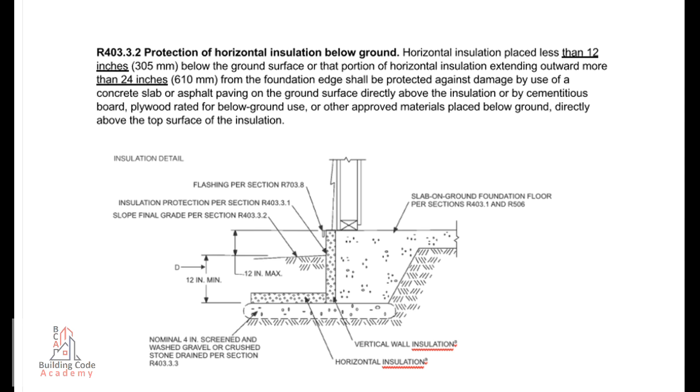R403.3.2 Protection of horizontal insulation below ground. Horizontal insulation placed less than 12 inches, 305 millimeters below the ground surface, or that portion of horizontal insulation extending outward more than 24 inches, 610 millimeters, from the foundation edge, shall be protected against damage by use of a concrete slab or asphalt paving on the ground surface directly above the insulation, or by cementitious board, plywood rated for below-ground use, or other approved materials placed below ground directly above the top surface of the insulation.